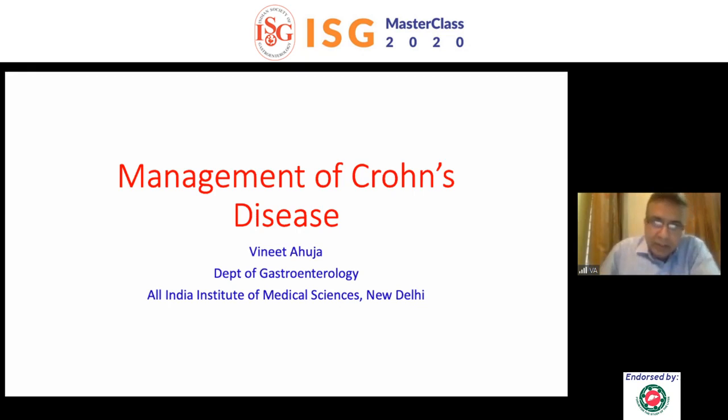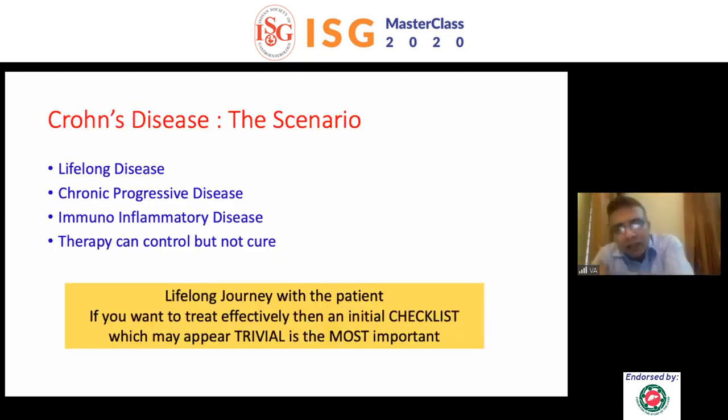So today we are going to discuss Crohn's disease. The scenario is a lifelong disease, a chronic progressive disease, immunoinflammatory in nature. Therapy is generally immunomodulation, so it can control but not cure. So what does it tell you? That if you're going to treat this patient, then it's a lifelong journey along with the patient.